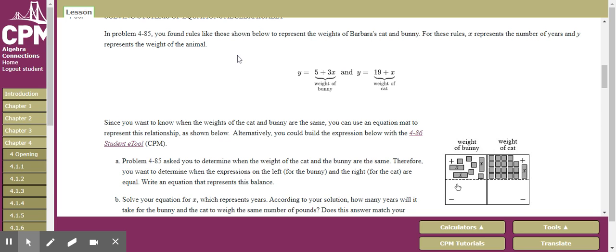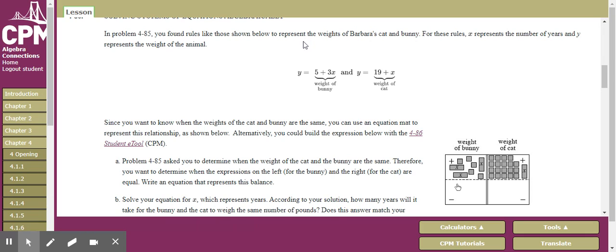So we've used a rule and a table to make a graph to figure out when these two lines cross, which is after how many years the bunny and the cat have the same weight. Another way we can do that is to solve algebraically.